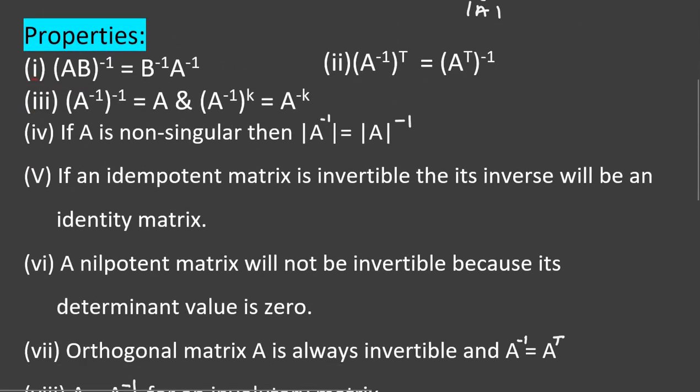Moving on to the properties, AB whole inverse is equal to B inverse A inverse. The inverse of a product of two matrices is equal to the product of the inverses taken in the reverse order. A inverse the whole transpose is equal to A transpose the whole inverse. A inverse whole inverse is equal to A, and A inverse whole power K is equal to A power minus K. If A is non-singular, then determinant of A inverse is equal to determinant of A whole inverse, and this is possible only if determinant of A is not equal to 0.